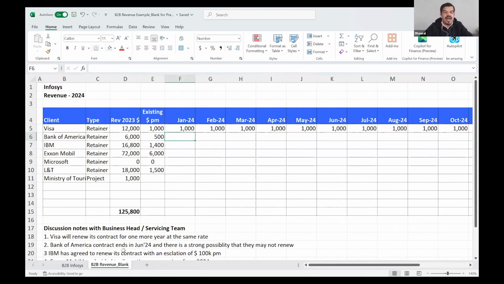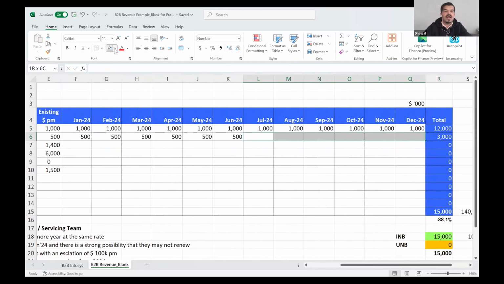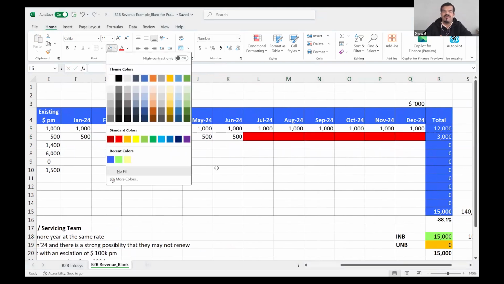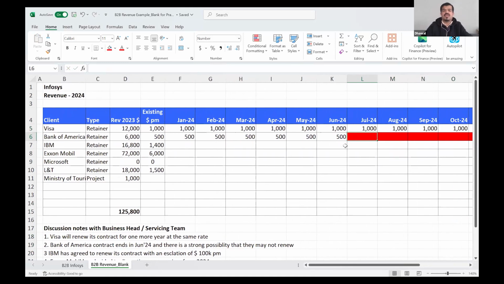Bank of America's contract ends June 24 and there's a strong possibility that they may not renew. Bank of America pays us $500,000 a year. The contract is till June, but somehow the business unit lead feels that the contract will not be renewed after June 24, so I'm just marking it in red from July onwards. Whatever the reason, maybe the scope is coming to an end, maybe they are going with some other vendor, maybe they're going to come with an RFP, the business unit head is sensing that they may not renew the contract after June 24.